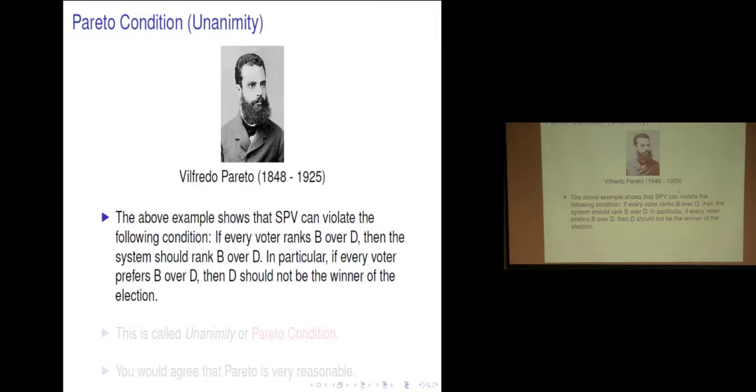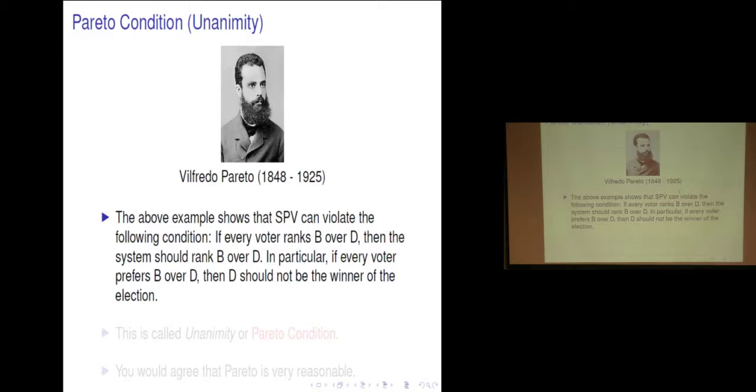Pareto. This guy is an economist. I think if you study economics, he was quite famous. He's an important guy in some part of economics. So we introduce a condition or criterion called Pareto. The above example shows that SPV can violate the following condition. It will be called the Pareto condition.